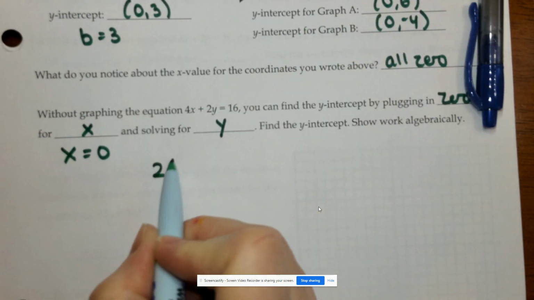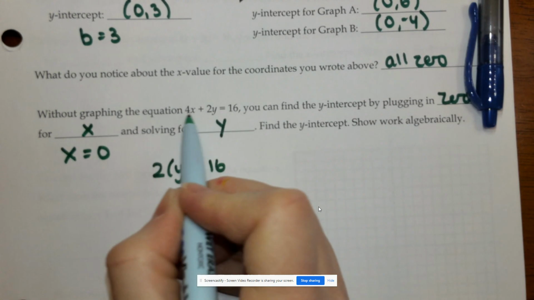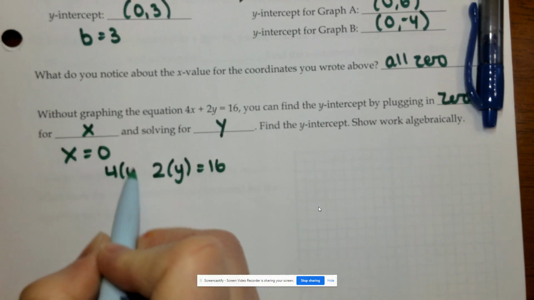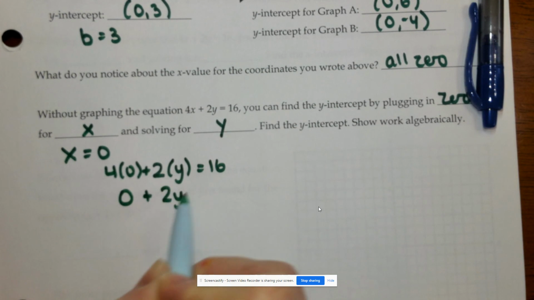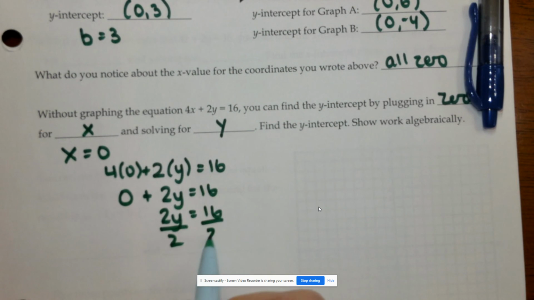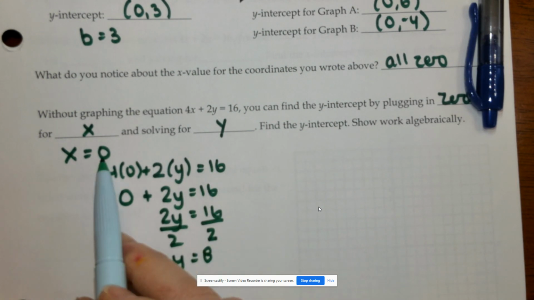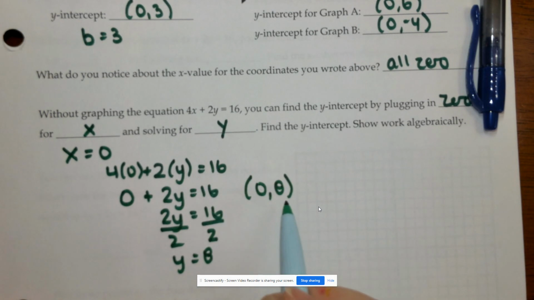So 2 times y equals 16, but in front of it, see how it's 4x? We're going to do 4 times 0. So 4 times 0 is 0 plus 2y equals 16. So adding 0 doesn't do anything here. We divide both sides by 2 and get y equals 8. So if x equals 0, y equals 8, that means one coordinate that's on the line is 0, 8.